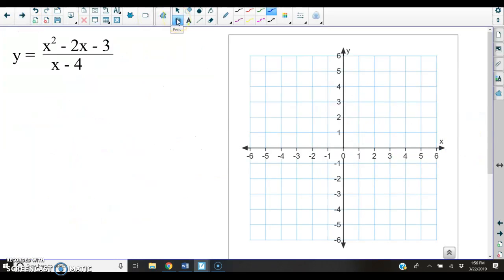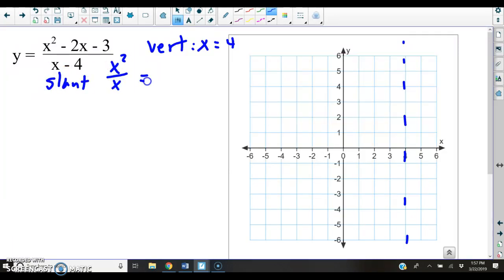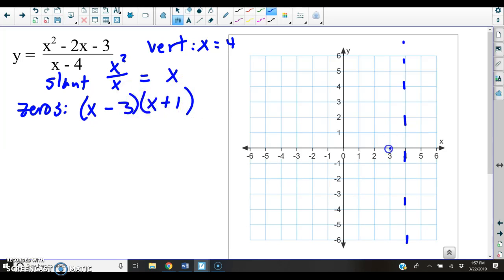Okay, here's the second one. Again, my vertical asymptote is going to be at x equals 4. So I know I have this going here. I'm not going to have a horizontal asymptote, I'm going to have a slant asymptote because it's x squared over x, which reduces to x or 1x. I'll get zeros from my numerator by factoring it. That would factor to x minus 3, x plus 1, I believe. So my zeros will be at 3 and negative 1. That's going to be creative.